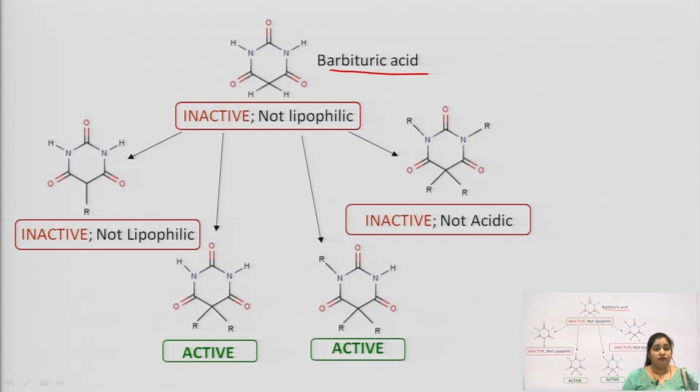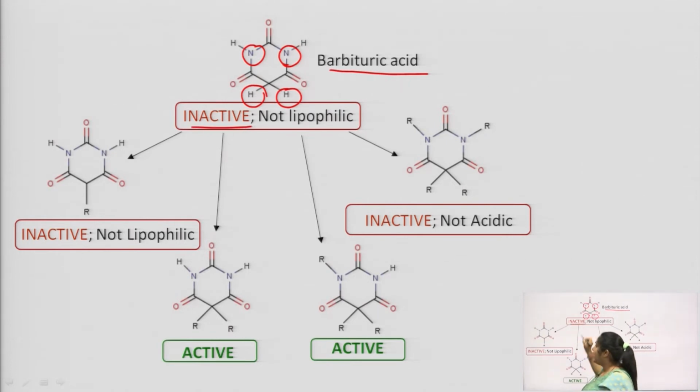Because we have seen, we have talked about the acidic property and the lipophilic property. When we check the acidic property of barbituric acid, it has two unsubstituted nitrogen atoms, means surely it possesses acidic property. When we talk about the lipophilic character, the position number 5 that contains two hydrogen atoms must be replaced by an appropriate substituent. That has not happened. So, this is not lipophilic, means it is inactive.